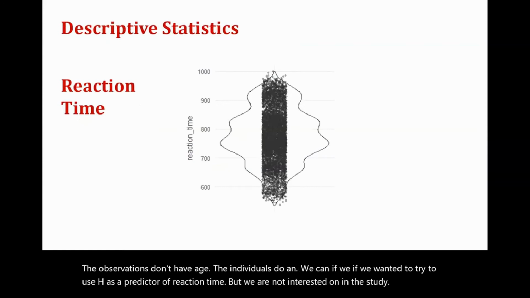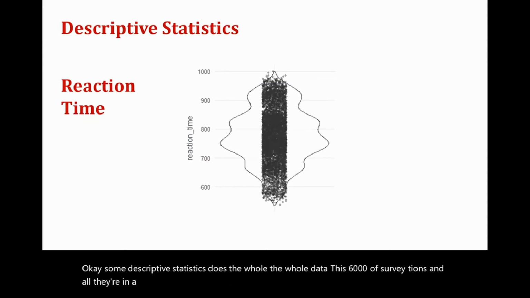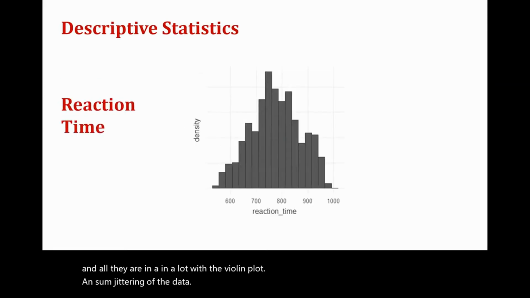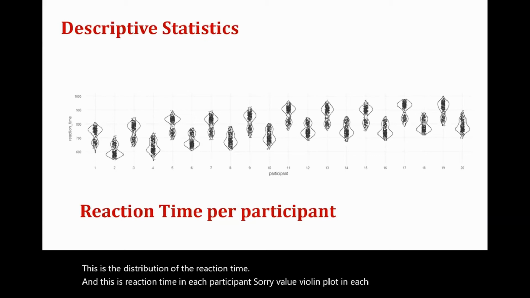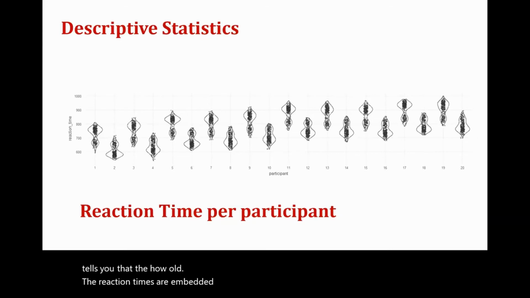Okay, some descriptive statistics. That's the whole data: 6,000 observations, all plotted with a violin plot and some jittering of the data. This is the distribution of the reaction time, and this is reaction time in each participant, so a violin plot for each participant. So that tells you how all the reaction times are embedded within the participants.